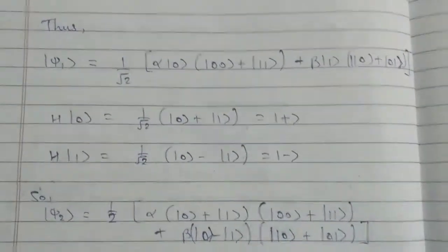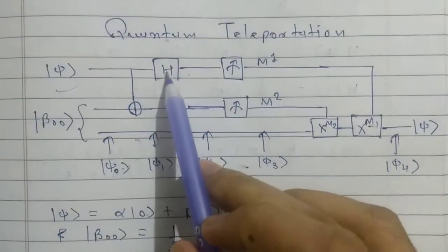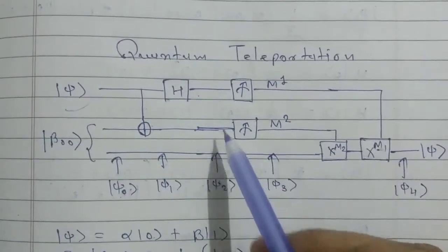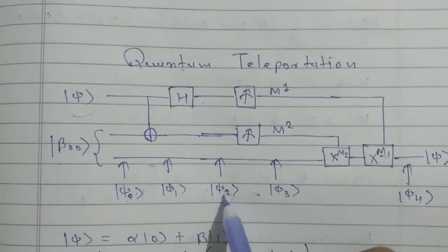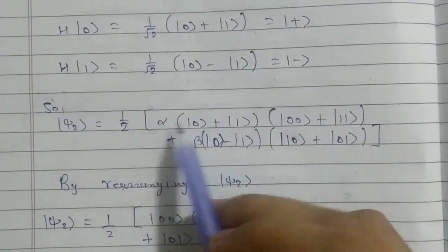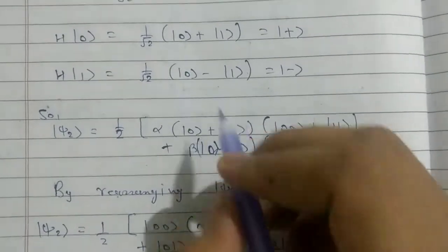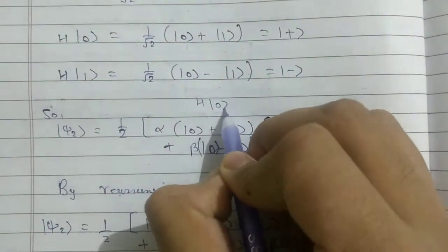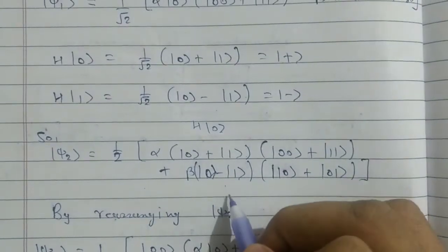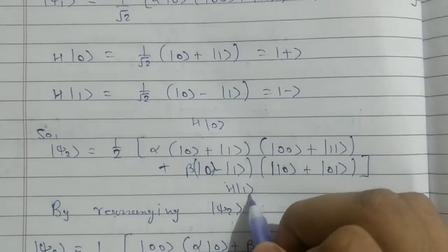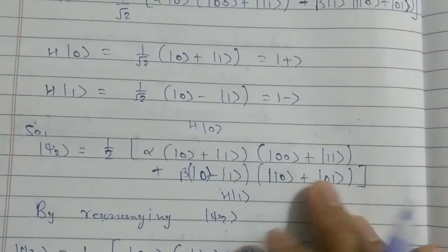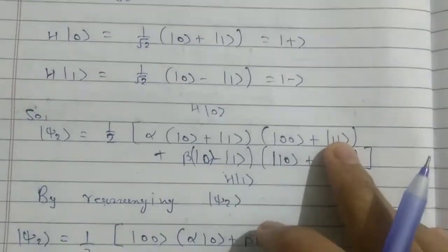So if we apply the Hadamard gate on the first qubit, we'll get the following result, the psi 2 state. Here psi 2 can be written as: Hadamard acts on 0, so we'll get alpha (0 plus 1), and here Hadamard acts on 1, so we'll get beta (0 minus 1). And the second and third qubits are as they are.